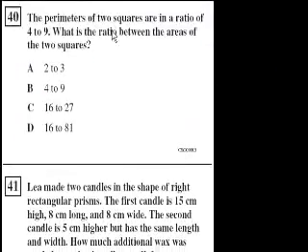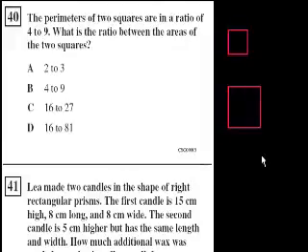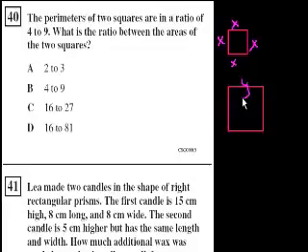Next problem, problem 40. The perimeters of two squares are in a ratio of 4 to 9. What is the ratio between the areas of the two squares? So let's draw two squares. So that's one square, and let me draw another square. And let's say that the sides of this are x, right? And the sides of this one are y.